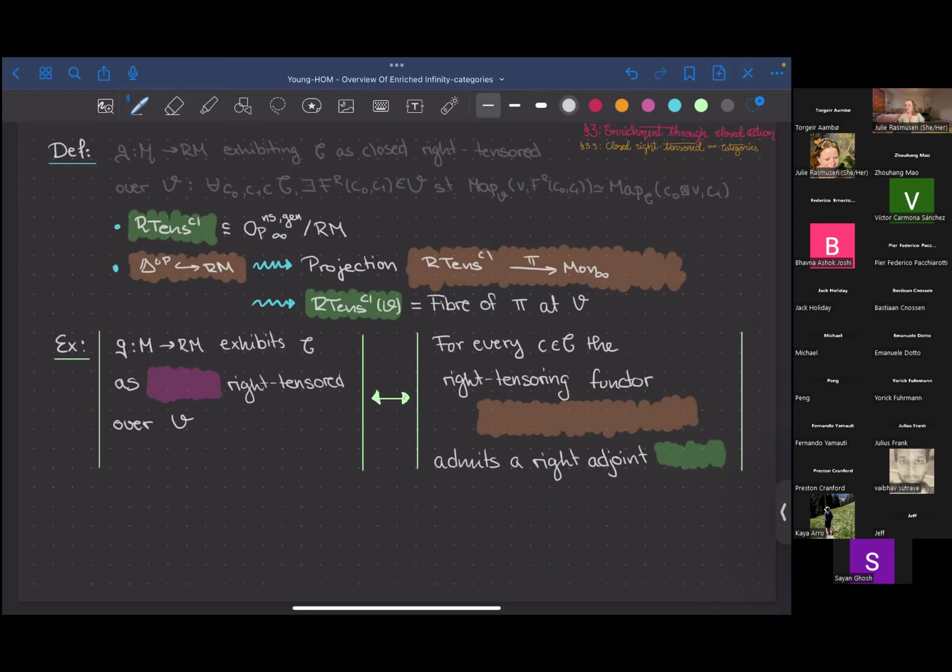So that consists of all of those maps from something M to Rm, where we have a category that is tensored over V. And a way to look at this is that if we have a map Q from M to Rm that exhibits C as closed right tensored over monoidal category V, then that is equivalent to saying that for every object C in C, the right tensoring functor from V to C admits a right adjoint, which will be the morphism object.